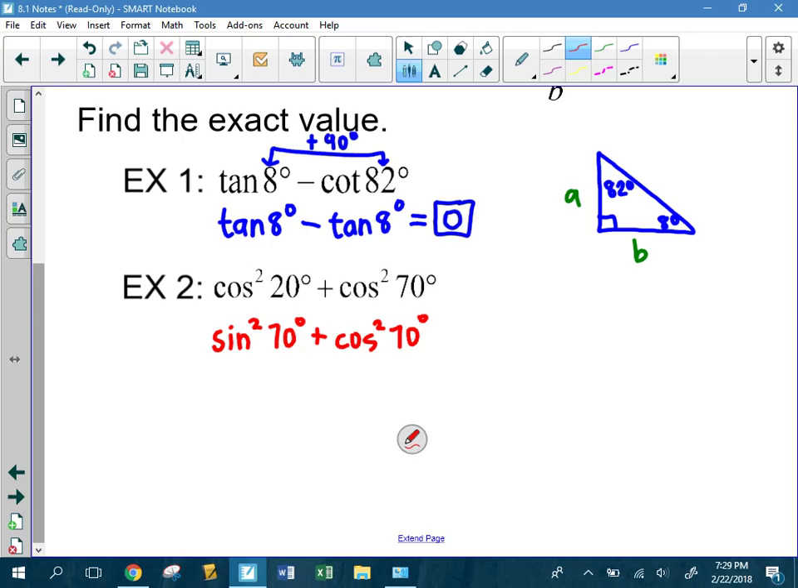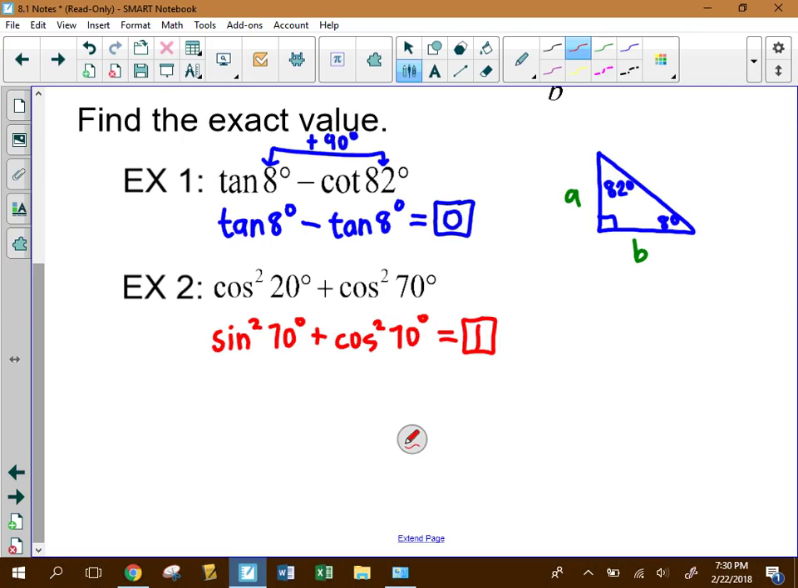So think about that. Sine squared theta plus cosine squared theta. It doesn't matter what theta is, as long as they're the same. We should recognize that sine squared of something plus cosine squared of that same angle would end up being 1.